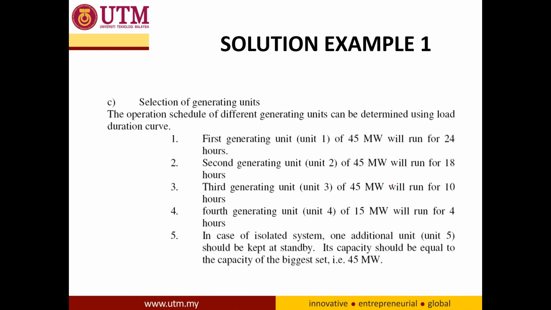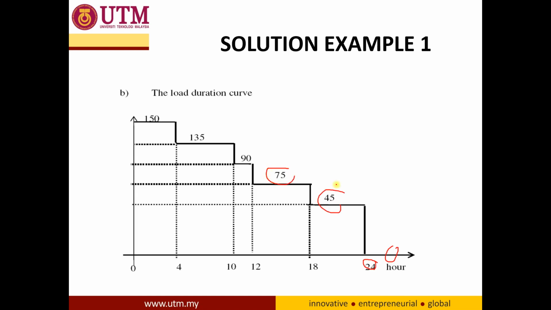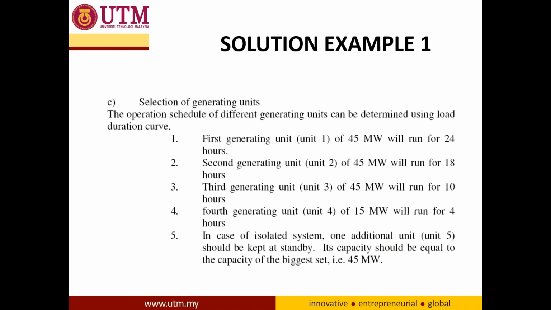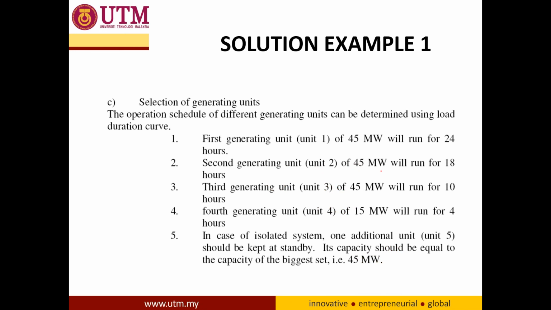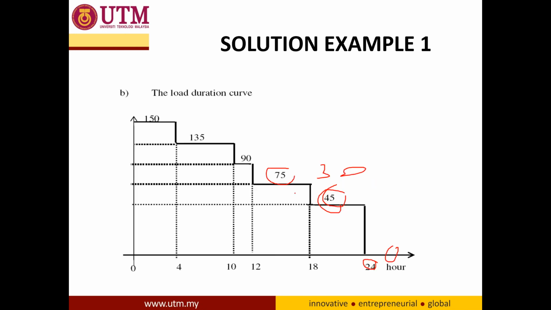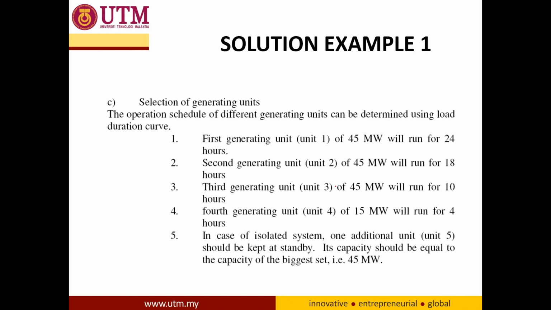The second unit you can see here 75 minus 45. Second generation is 45. 75 minus 45 should be 30. Should be 30. I think something is wrong with the answer. Let me check first. Yeah, I think this one has a problem.